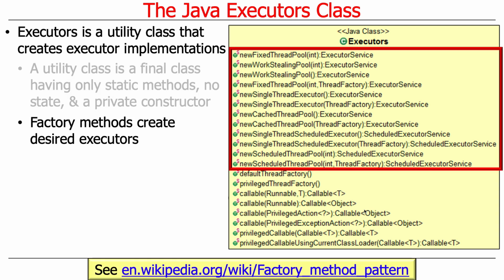There's a bunch of factory methods that make the desired executors, so it should be no surprise that a newFixedThreadPool factory method makes a fixed thread pool executor, or fixed thread pool implementation. The newCachedThreadPool makes a cached thread pool. The newWorkStealingPool makes a ForkJoinPool.